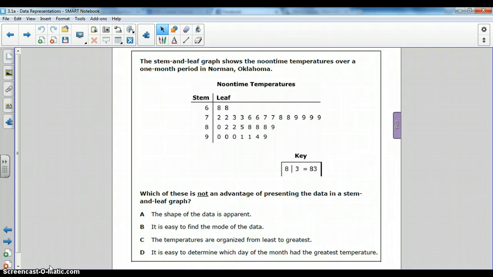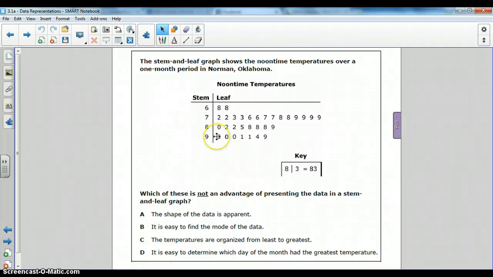So a stem and leaf plot, I don't know if you remember these, but this is the stem, and this is the leaf, so this is 68, 68, 72, 72, 73, 73, 76. So that's how it works. Basically, this is the tens place and this is the ones place.